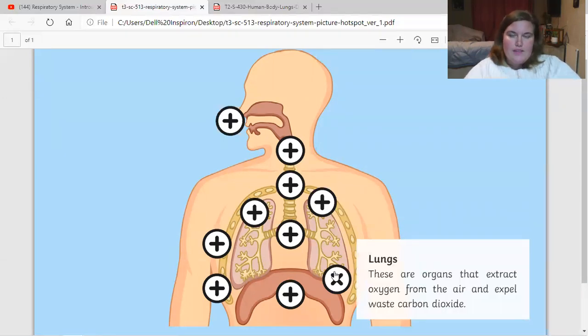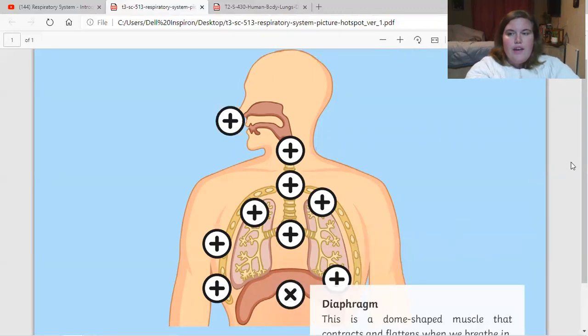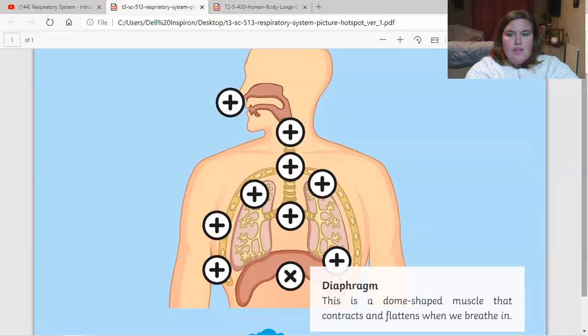Then we have the lungs, and they are obviously a very important component because they're sort of like the housing of where everything is happening. These are the organs that extract oxygen from the air and expel waste carbon dioxide. We also have a diaphragm. Let me just move this down a bit. This is a dome-shaped muscle that contracts and flattens when we breathe in.